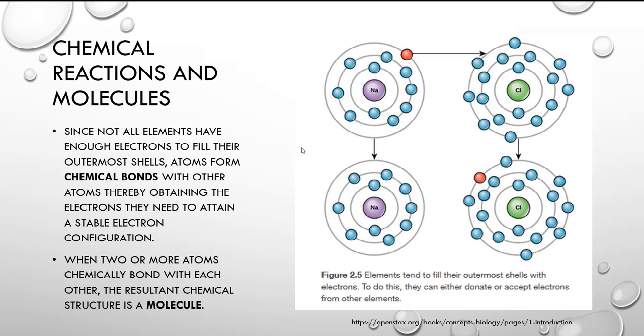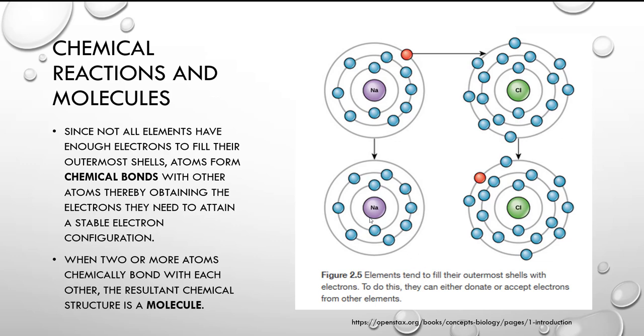When 2 or more atoms chemically bond with each other, the result is a molecule. So if they're giving, gaining, losing, or sharing an electron between each other, they're forming a chemical bond. Therefore, they're becoming a molecule.